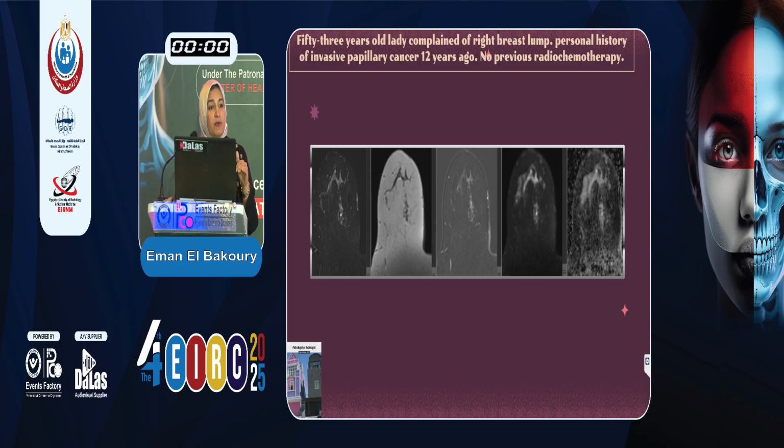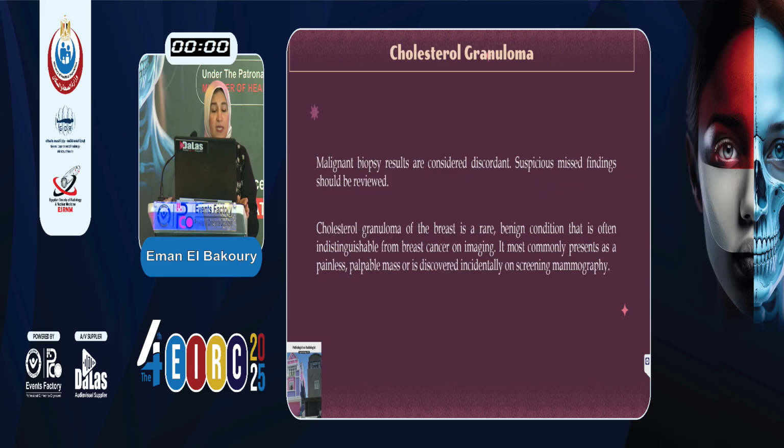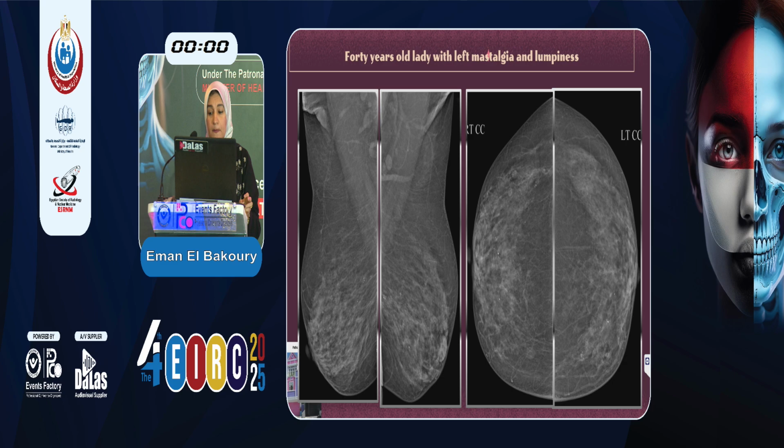And after MRI, we asked for repetition of the core. However, the surgeon went for excision after wiring, and we got low-grade intracystic micropapillary carcinoma with cholesterol granuloma. Actually, in the literature, we couldn't pick up any association between the cholesterol granuloma and malignant finding. So this is mostly a case report. However, the tip here is, whenever we have a suspicious biopsy result, please revise your imaging again.